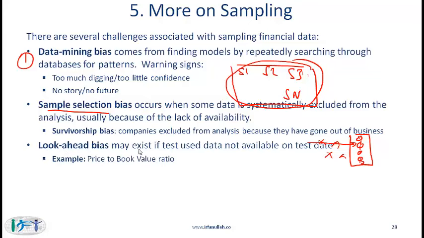Look-ahead bias may exist if a test used data not available on the test date, and a classic example is tests based on price to book value ratios, because when you use this ratio, the price is a current price at the time of the test, but the book value is likely to be the book value from a different point in time, because book values are not published continuously. When this sort of situation occurs, you might have a look-ahead bias.